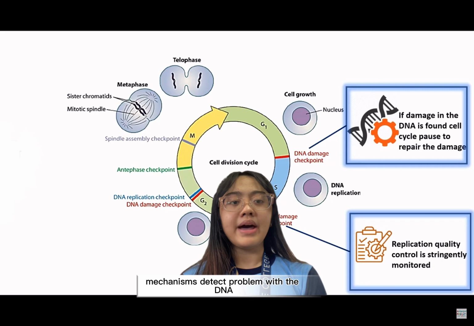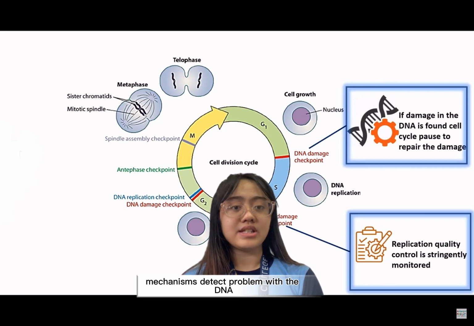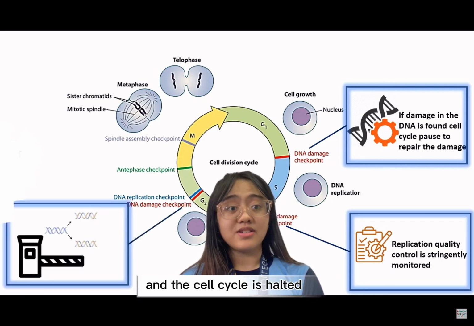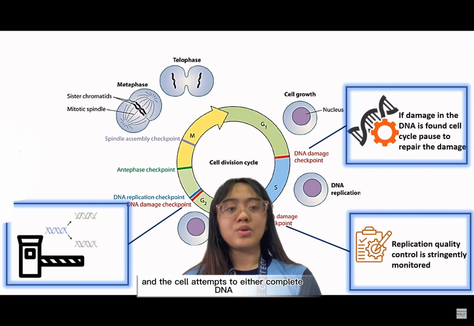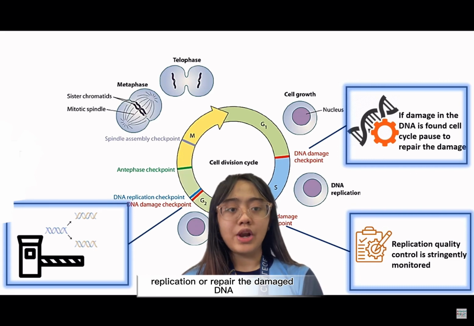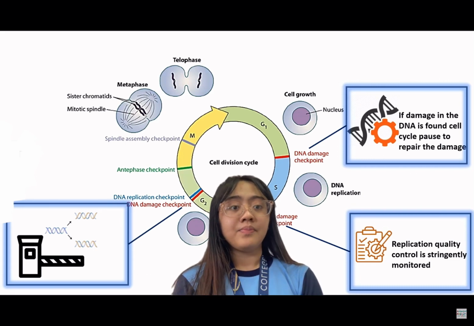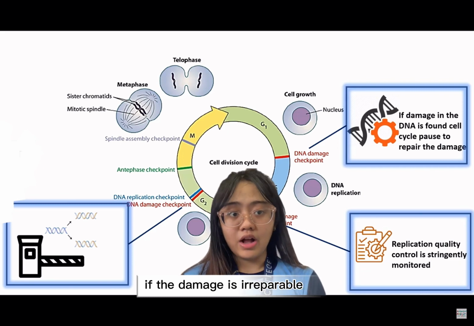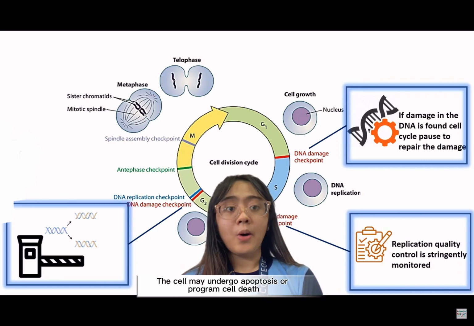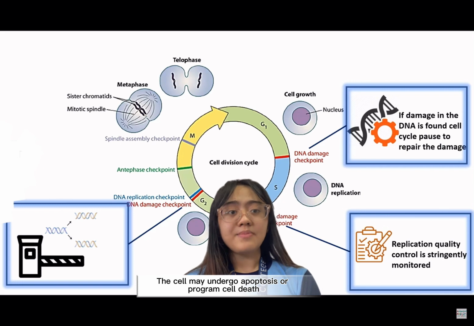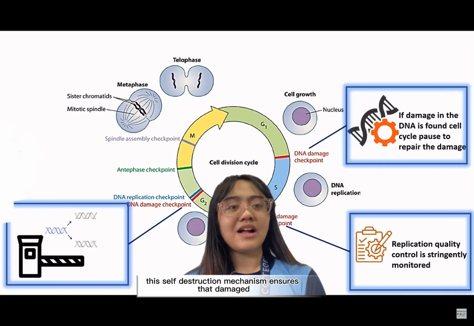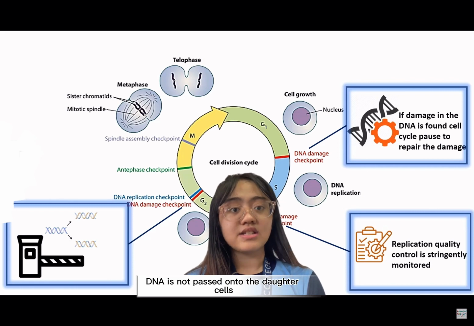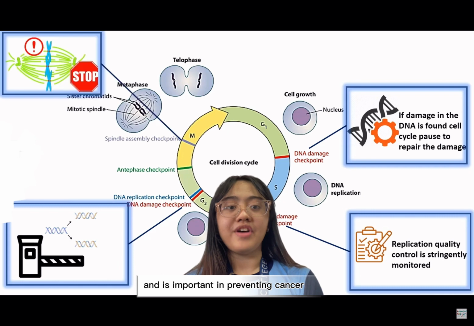If the checkpoint mechanisms detect a problem with the DNA, the cell cycle is halted, and the cell attempts to either complete DNA replication or repair the damaged DNA. If the damage is irreparable, the cell may undergo apoptosis or programmed cell death. This self-destruction mechanism ensures that damaged DNA is not passed on to the daughter cells and is important in preventing cancer.